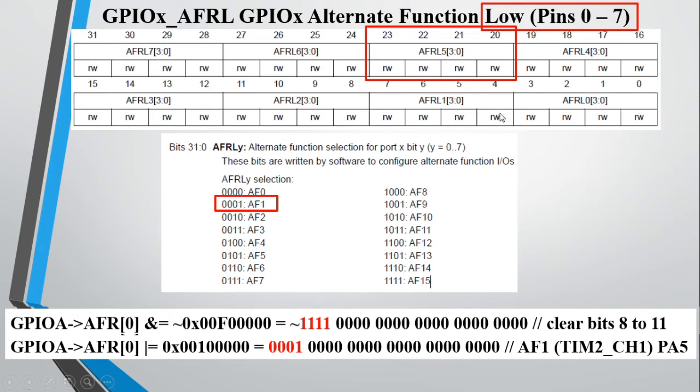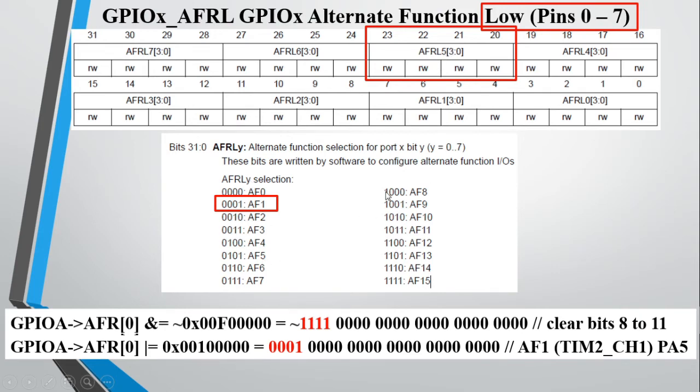Four bits of the alternate function register are used for configuring the alternate function for a particular pin. So bits 0 to 3 are used for configuring the alternate function for PA0. Similarly, here I need to configure the alternate function for PA5, so I am going to configure bits 23 to 20. These 4 bits are used for configuring the alternate function for PA5. That is why this bit name is given like this, AFRL5.